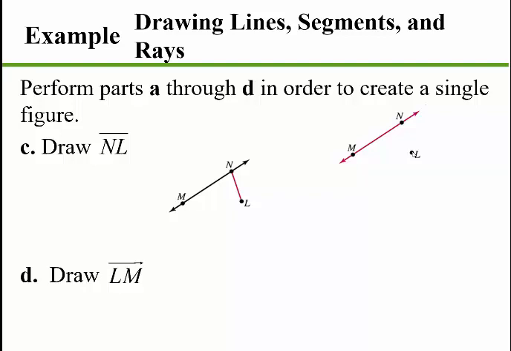Next, let's draw the ray LM. So it's going to have its endpoint here, and it's going to shoot out past here and go through point M. It's going to look just like that. So what I've drawn there is a triangle of some type.